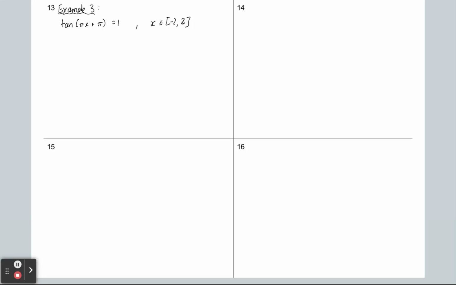Hello, this is the third little lesson looking at an example of how to solve a trigonometric equation by adjusting the domain. And this is quite an interesting little one. Let's have a look at the domain first of all.